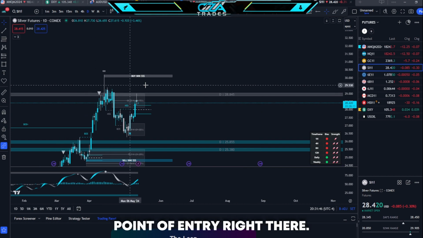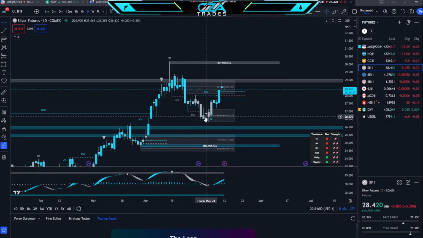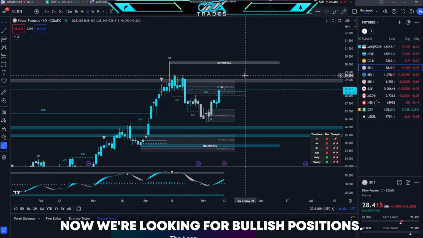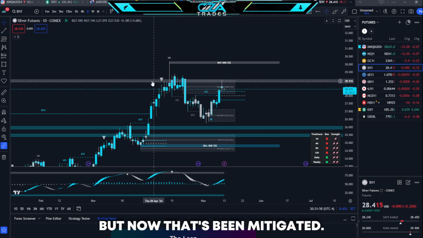That looks like a beautiful point of entry right there. That is a POI, right? Market structure shift. Broke through this structure over here. Now we're looking for bullish positions. Tapped into this order block liquidity zone. So now that's been mitigated.